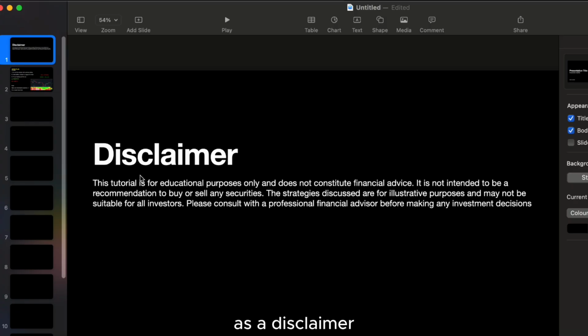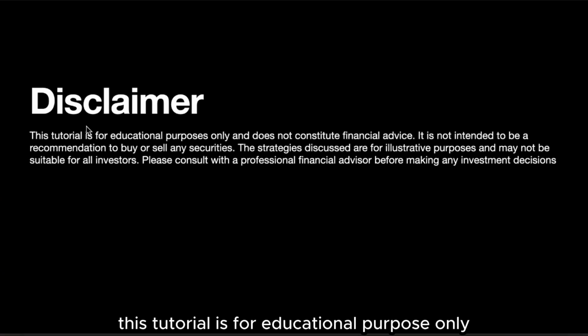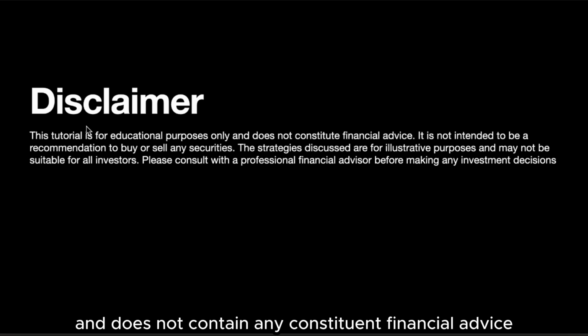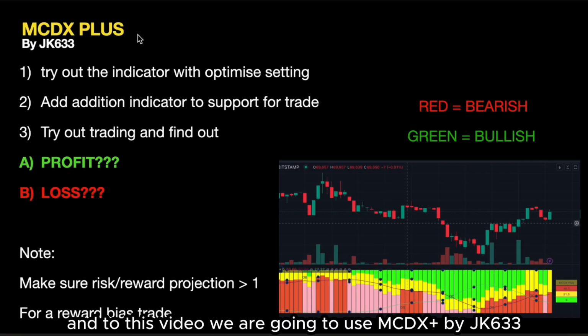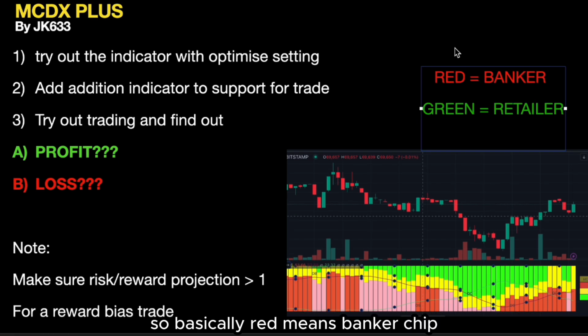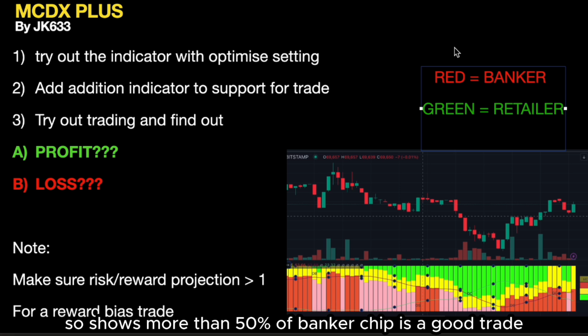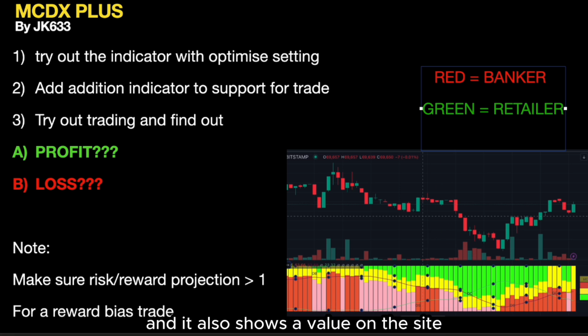As a disclaimer, this tutorial is for educational purposes only and does not constitute financial advice. In today's video, we are going to use MCDX Plus by JK633. Basically, red means banker chip, green means retailer chip, and we will trace the banker chip for trading. When the chart shows more than 50% banker chip, it is a good time to start trading, and it also shows a value on the side.